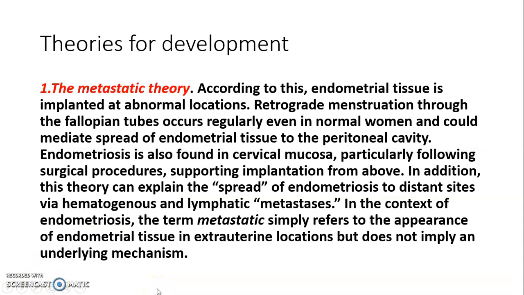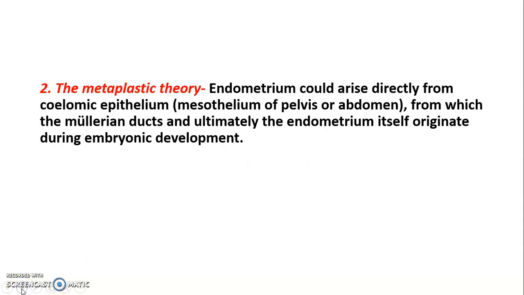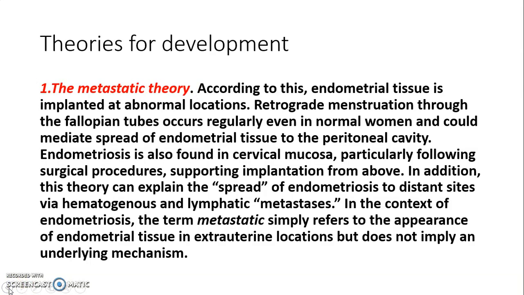So, theories behind the development of endometriosis. There are two theories. One is the metastatic theory and the other is the metaplastic theory. So, metastatic theory, as you all know, metastasis. What is metastasis? Like in carcinomas, metastasis, here the endometrial tissue is implanted at an abnormal location. So, that is the metastatic theory behind endometriosis.